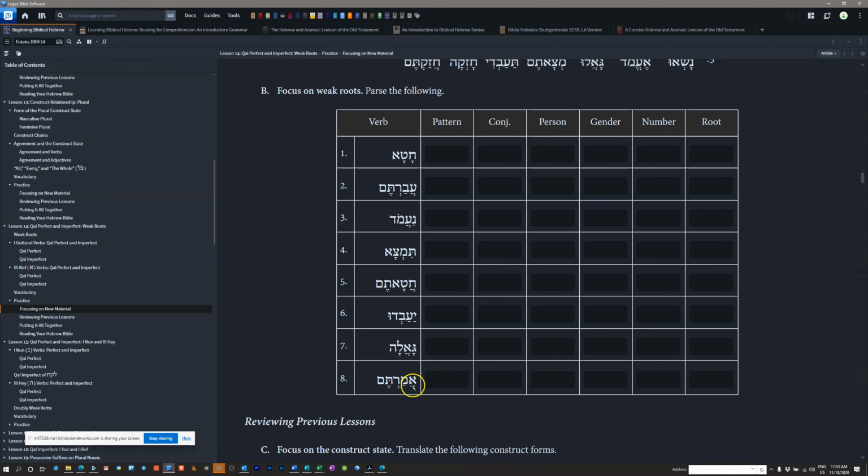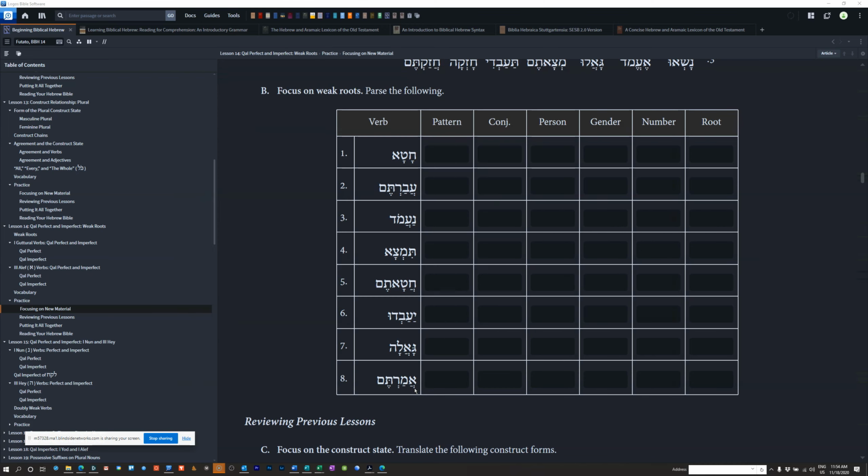And then number 8, we've got amartem. Again, the tem indicates a cal-perfect 2MP suffix. And that pulls the weight, the accent, all the way to the end. So usually we reduce this first vowel to a shava, but again, gutturals don't like shavas, so it goes with the hatef patach.